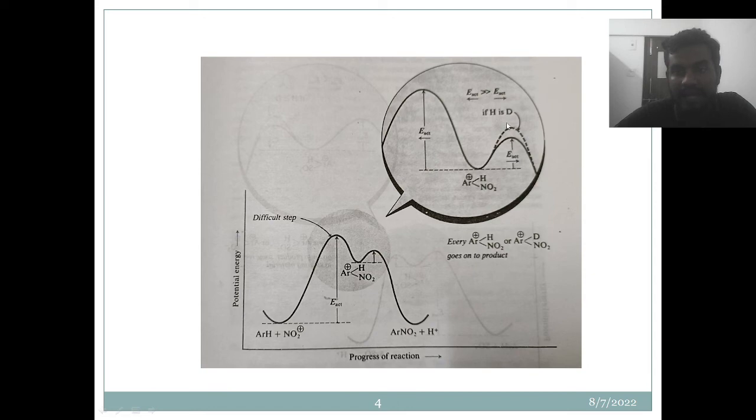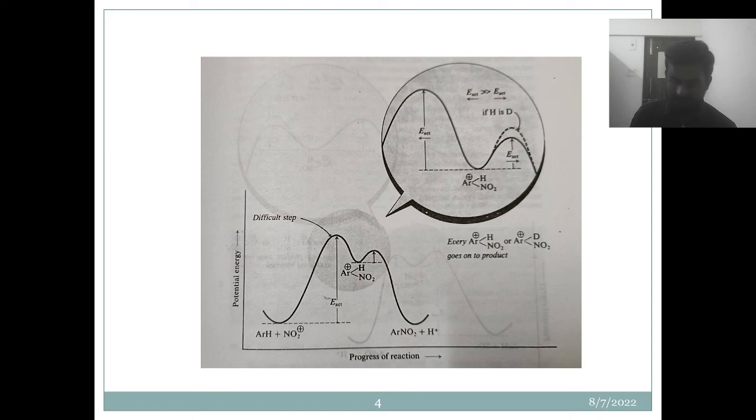Now if you replace the hydrogen with deuterium, it will be a little bit higher on the right side. But what happened is that at the left side E activation is so high that it doesn't matter. All that matters is to jump over this part and come to this point, and then whether it is hydrogen or deuterium, it will just move like that and go on to the product. So it's written ArHNO2 or ArDNO2 goes on to the product. So there was no kinetic isotope effect, and it excludes our second hypothesis.